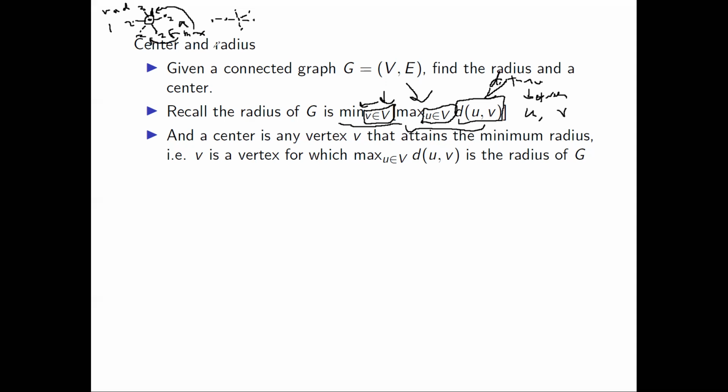And when we minimize those maxes, only one of them is 1. So the minimum value was 1. That was our radius. And there was only one center. That was our center, right in the center.